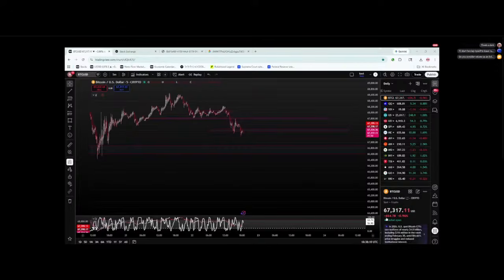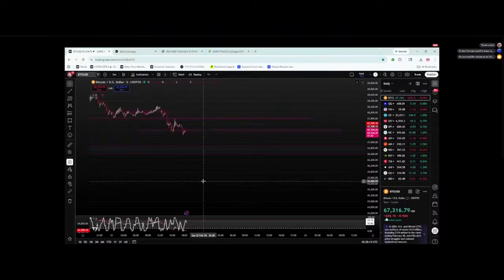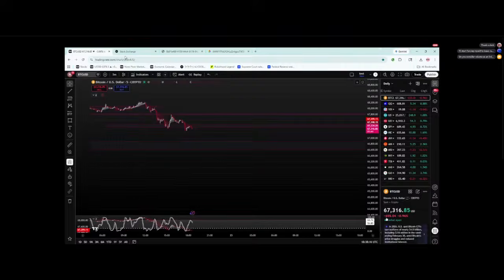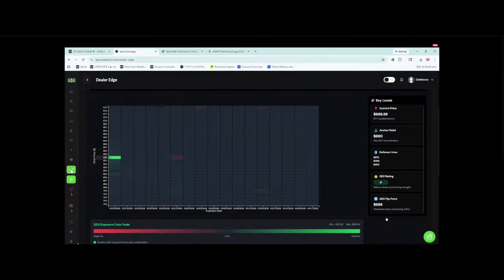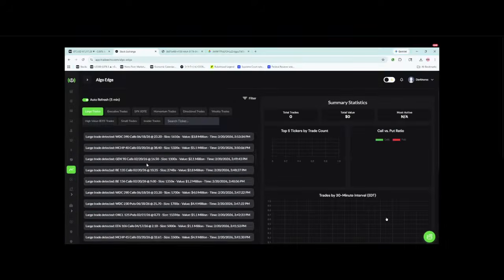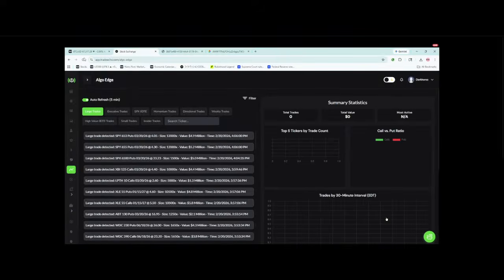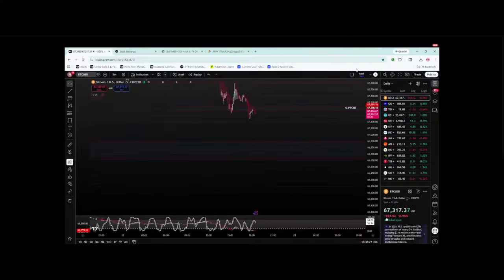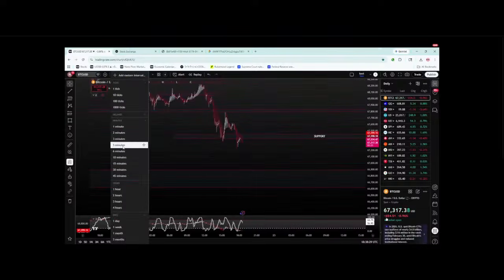You consider volume as an indicator? Yeah, volume's a critical indicator. Yes, of course. Very important. Match volume with order flow with dealer algo edge, and match algo edge with everything else, and dude, you'll be extremely profitable.